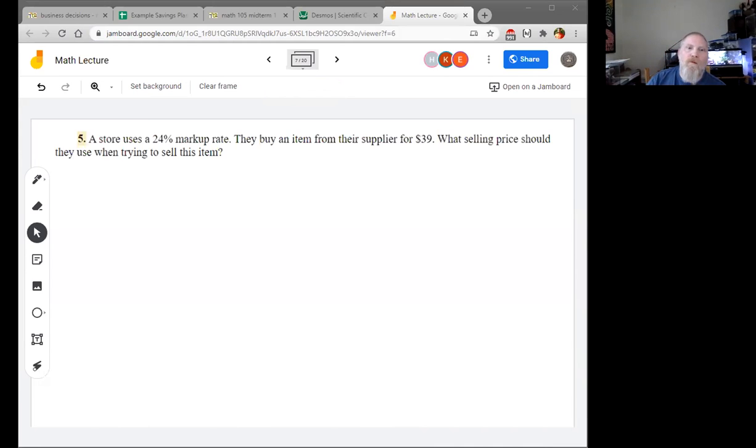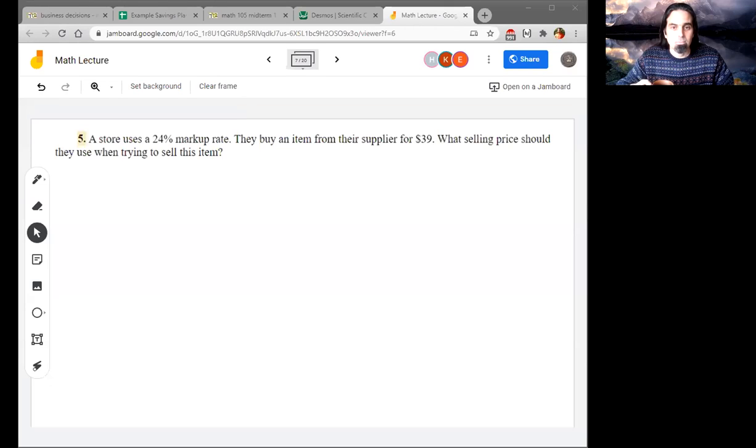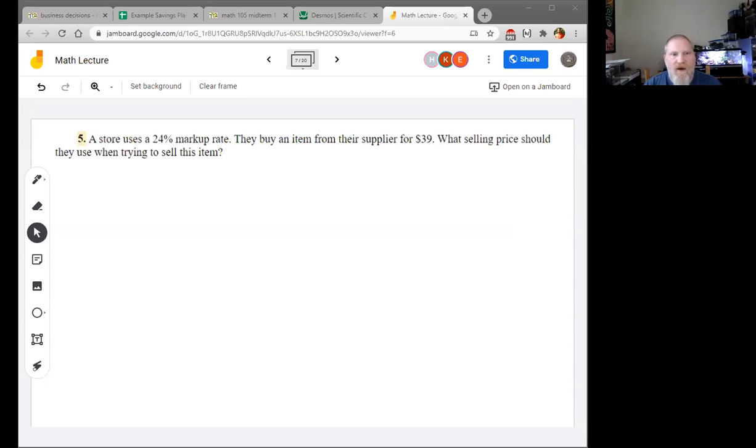So for a markup rate, you take that percentage and you change it into a decimal, right? And that'll give you that percent markup on your original price. But to get to the final price, you need to actually do 1 plus it. So we have 24.